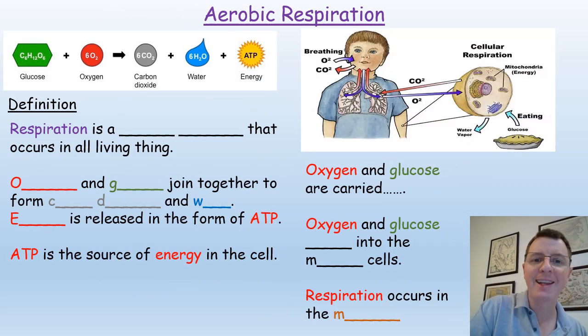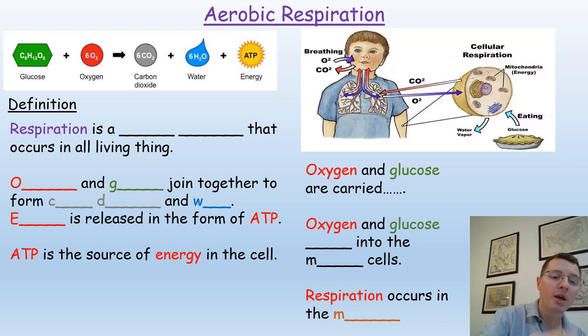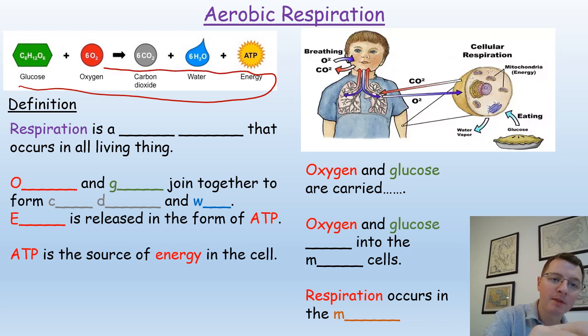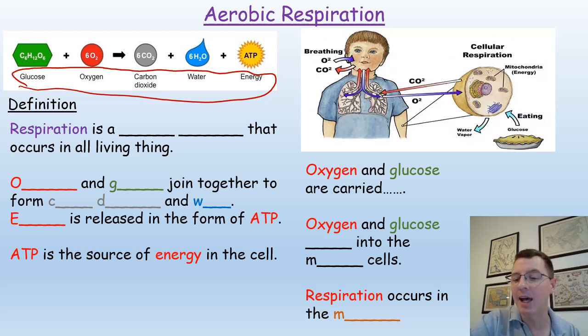So what exactly is aerobic respiration? Well, in your exams you might be asked to write down the word equation, and we've got that word equation written down here. And it's glucose plus oxygen gives carbon dioxide plus water, and energy is released. Now, energy is not a chemical, so in your exam if you're asked to write the word equation, you do not write the energy in there.